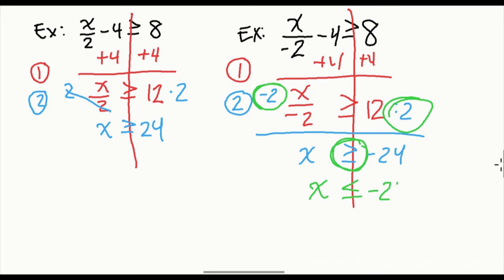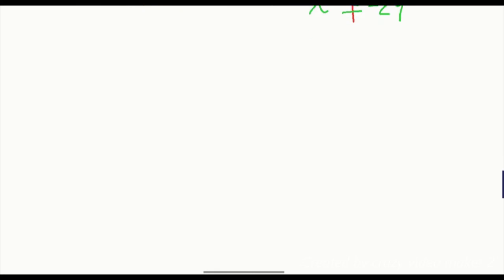Let's do another example. Okay, so this one, if we have an example of negative 8 is greater than or equal to negative 2x. So if we're looking at this one, we have our two different sides. Our first question, is our variable on the left side? No, it's on the right side.